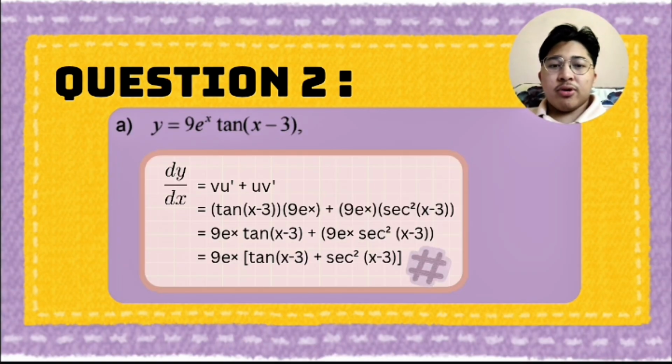Now we substitute into the product rule formula. We get 9e^x for both terms, so we factor it out to simplify. Then the final answer is dy/dx equal to 9e^x (tan(x − 3) + sec²(x − 3)).